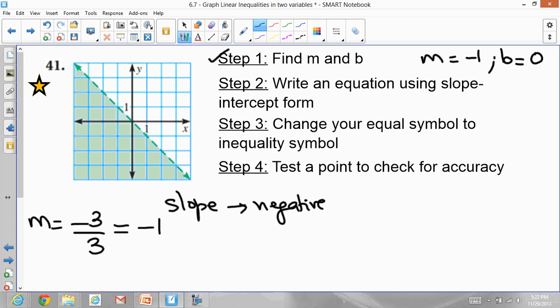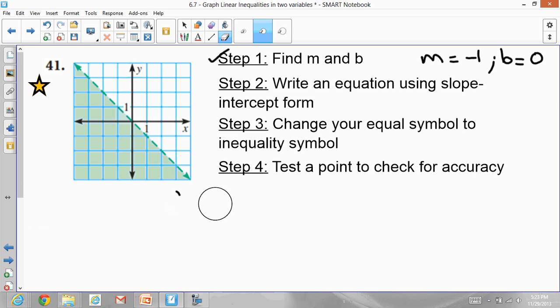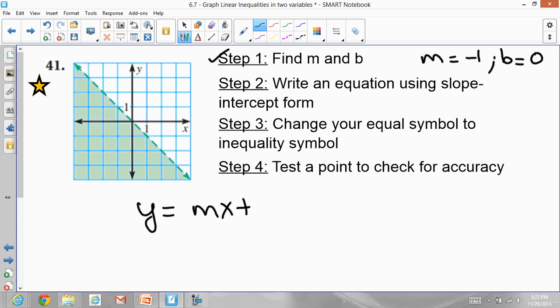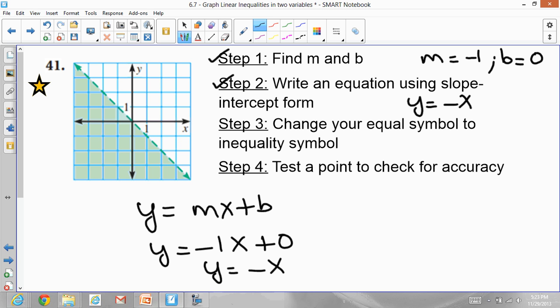Step number 2, you're going to write an equation in slope-intercept form. So you're writing y equals mx plus b, and that is going to look like y equals negative 1x plus 0. So you get y equals negative x. So step number 2 is done, which is y equals negative x. So now comes the third step.